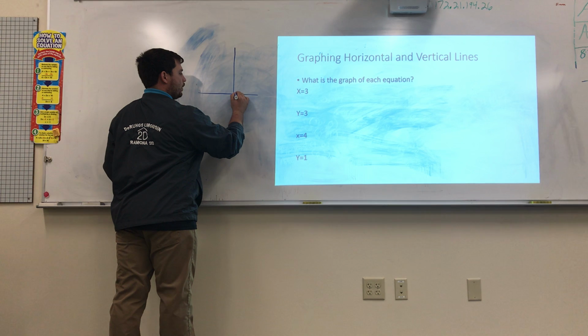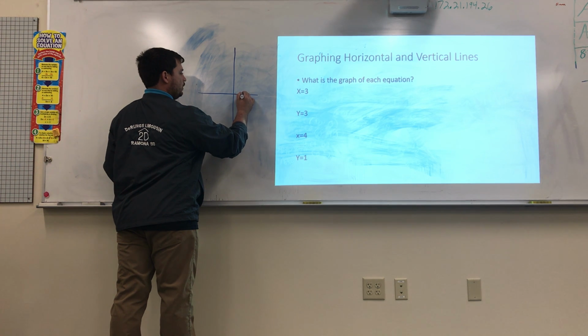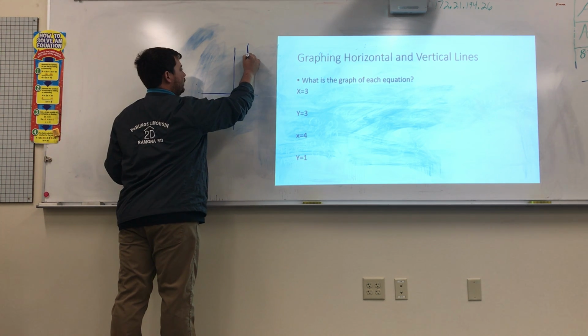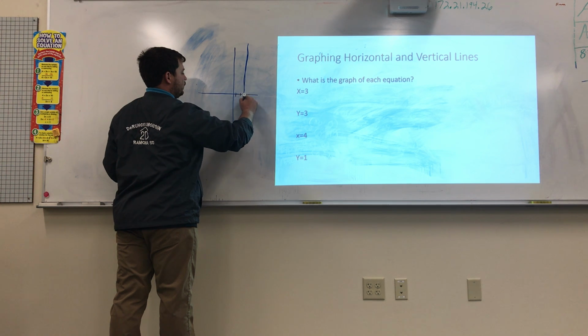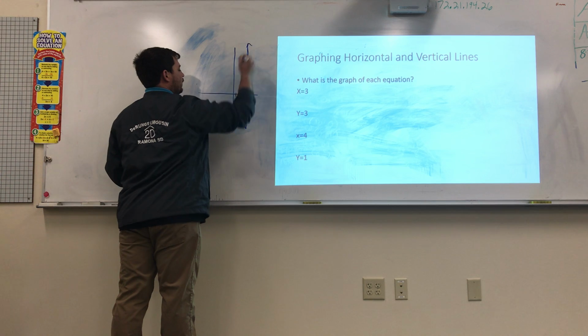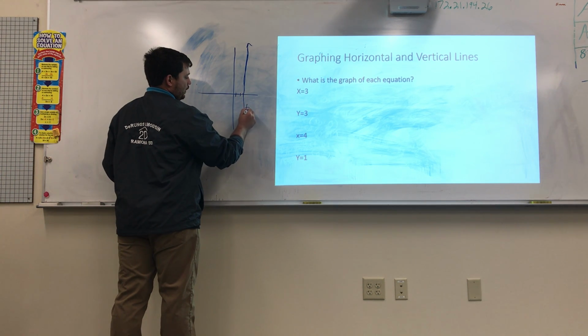X, this is my x, 1, 2, 3. So it equals it right here. So my line would go right through there, all the way up and down. That is where x equals 3. X equals 3.